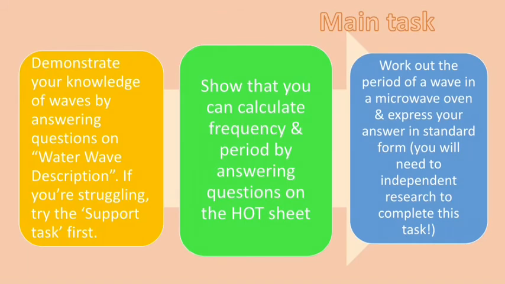Now choose the task that you think you can best do. Your yellow task is answer the questions on the water wave description sheet. Your green task is can you calculate the frequency and period of the questions on the hot sheet, and your super blue task is can you work out the period of a wave in a microwave oven and do it in standard form.